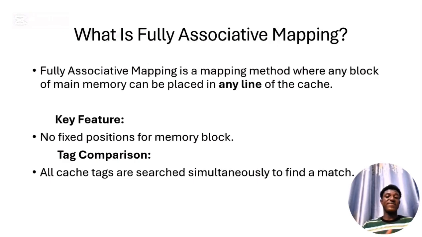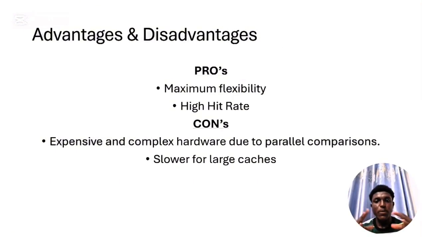Right, so in fully associative mapping, there is no fixed place for each block. That's why we say it is a mapping method where any block of memory can be stored in any line of the cache. To find data in this system, the cache compares the tag of each line to the block tag simultaneously. Because any memory block can be stored in any cache line, fully associative mapping offers maximum flexibility, and this significantly reduces conflict misses and results in a higher hit rate.